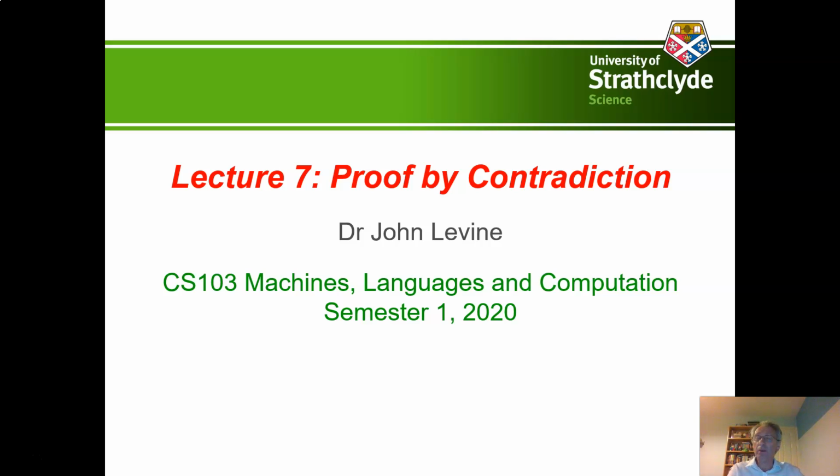To finish this week, we're going to look at a rather ingenious proof due to Euclid that there are an infinite number of prime numbers. And this proof by Euclid uses a method called proof by contradiction. We're going to be using proof by contradiction later on in the module to prove that there are such things as non-computable functions. So let's have a look at it.